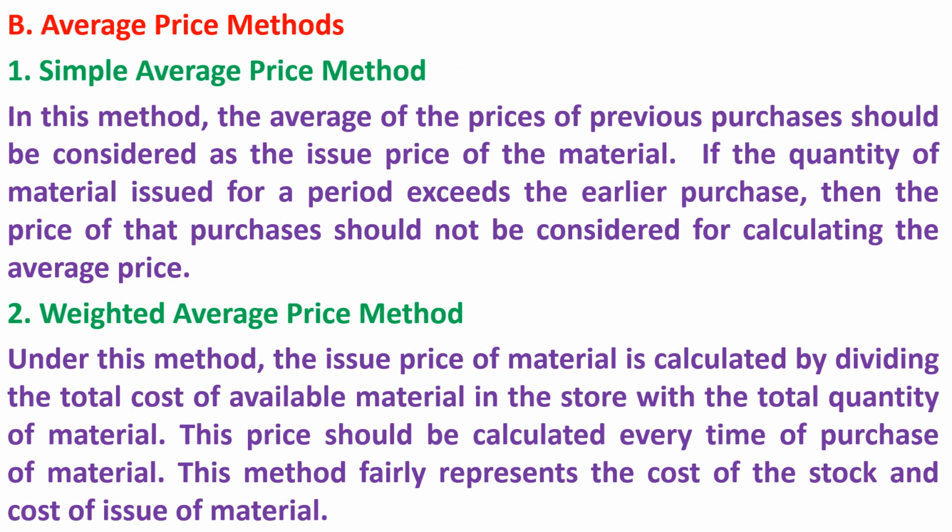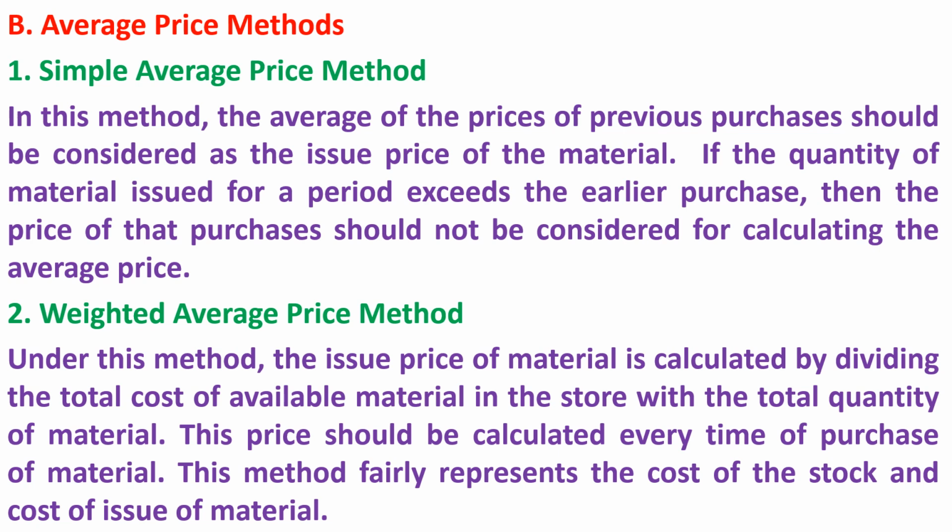B. Average price methods. 1. Simple average price method. In this method, the average of the prices of previous purchases should be considered as the issue price of the material. If the quantity of material issued for a period exceeds the earlier purchase, then the price of that purchase should not be considered for calculating the average price.